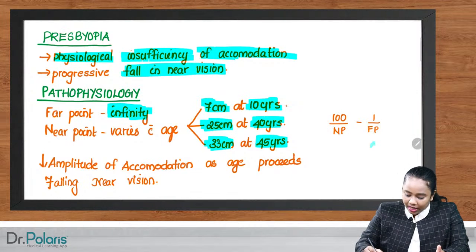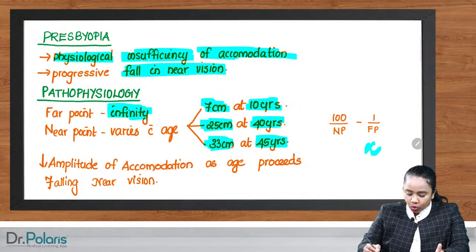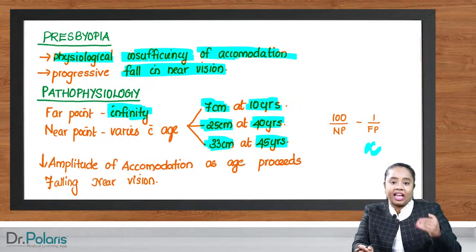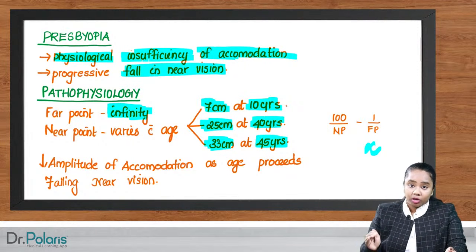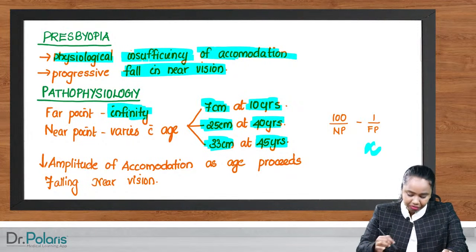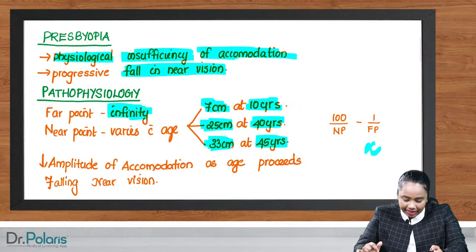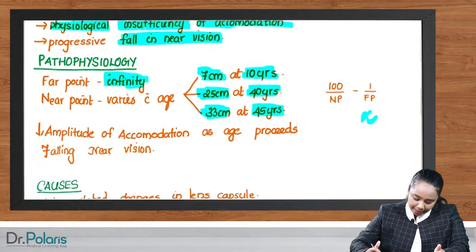Far point is usually infinity, and near point you have to take based upon the age. Based on that you have to calculate the amplitude. When the age of the patient is getting more and more, this amplitude of accommodation value has a significant decrease. When there is a significant decrease in the amplitude of accommodation, there is a fall in the near vision. That is, near vision starts failing. So that is what is happening here.